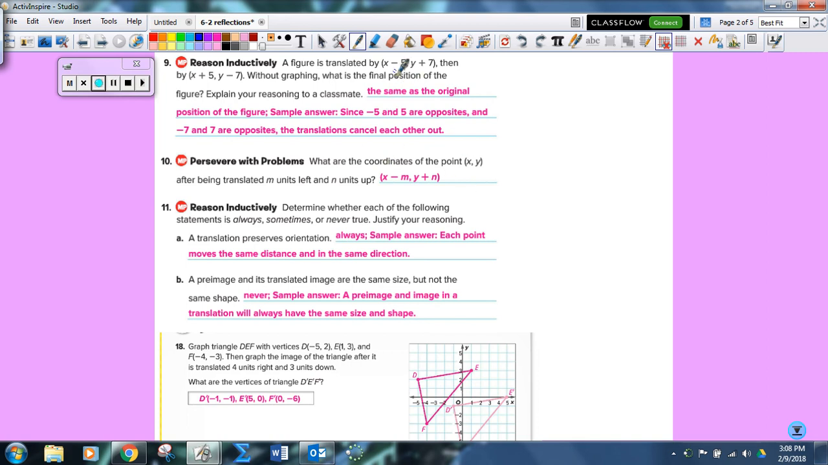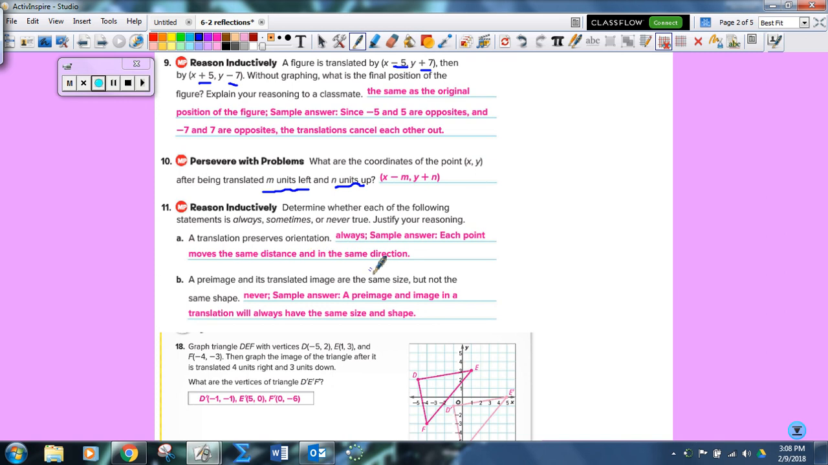Number 9, it says that I'm going to do x minus 5, y plus 7, then x plus 5, y minus 7. Notice that the minus 5 and plus 5 are opposites, and plus 7 and minus 7 are opposites. Therefore, it moves it and then moves it back. If I'm translating m units left, that means x minus m. N units up is n plus y, or y plus n.